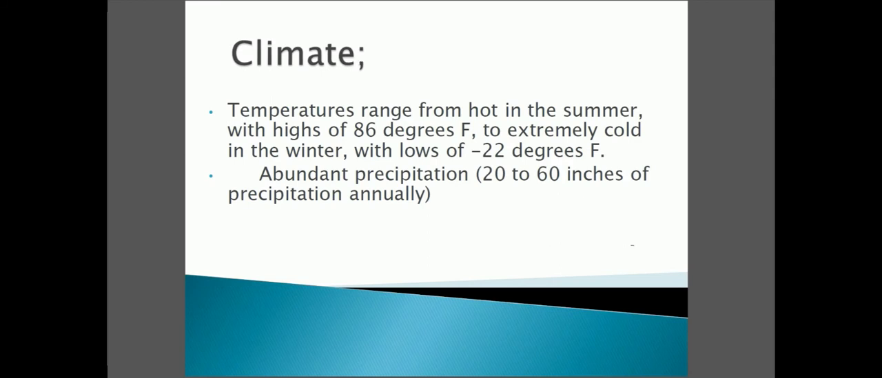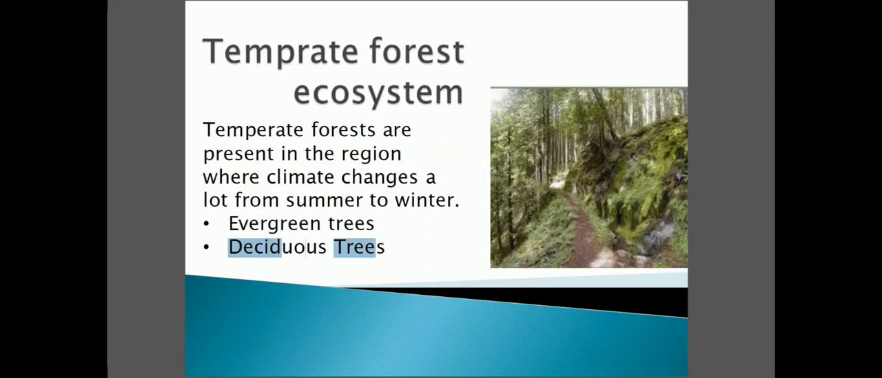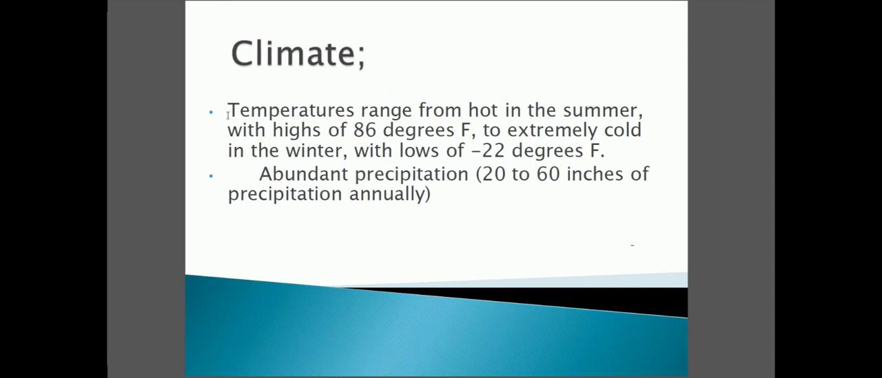If we characterize the temperate forest ecosystem, its climate temperature ranges from hot in summer, with a highest of 86 degrees Fahrenheit, to extremely cold in winter, with a lowest of minus 22 degrees Fahrenheit. They are the hottest in the summer and the coldest in the winter. They have abundant precipitation, with annual rainfall of about 20 to 60 inches.